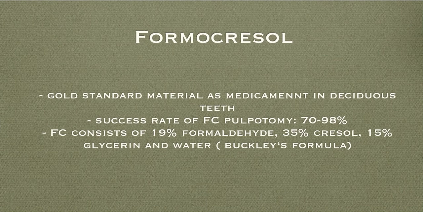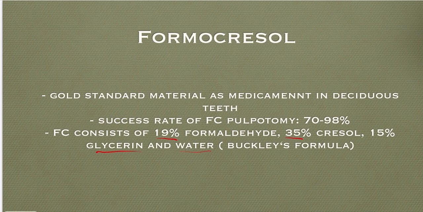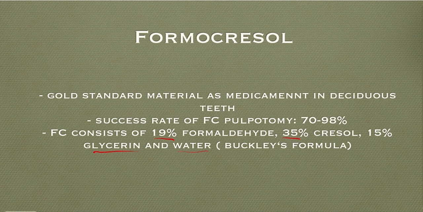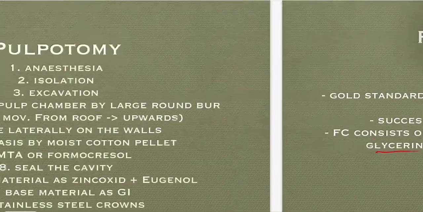Formocresol, you might hear it. Formocresol is a gold standard material as a medicament in deciduous teeth. The success rate of using formocresol in pulpotomy is 70 to 98%. It consists of 19% formaldehyde, 35% cresol, and 15% glycerine and water, which is also called Buckley's formula. So if you have it in an exam, Buckley's formula might be about formocresol.